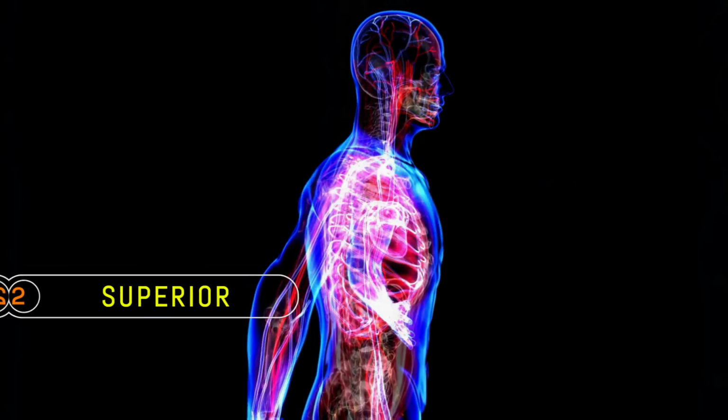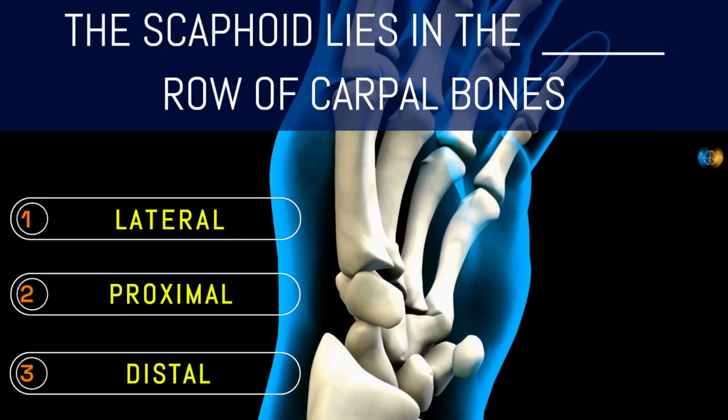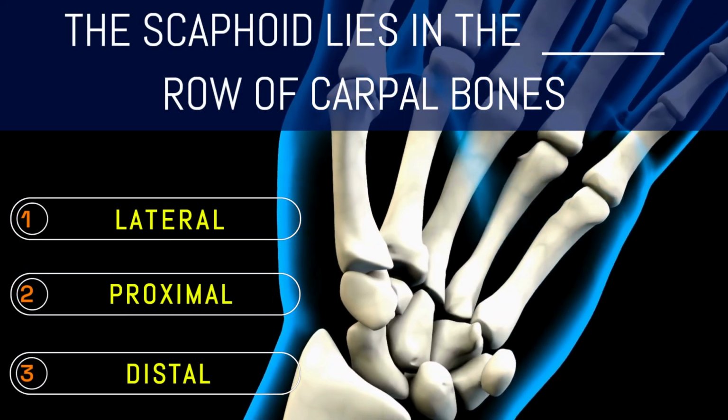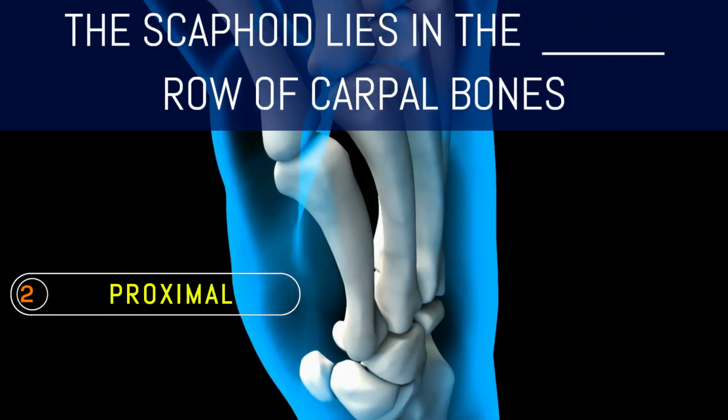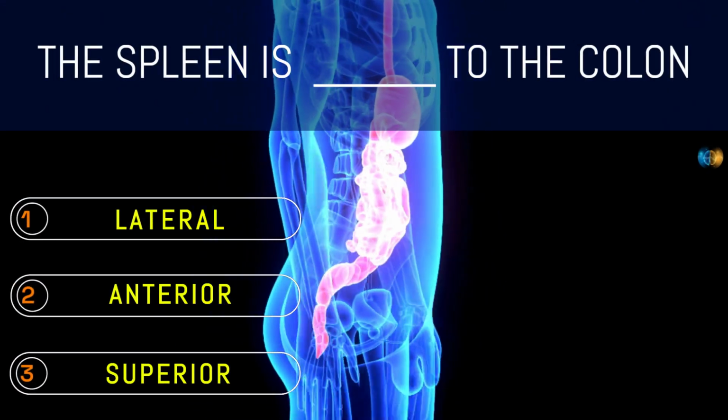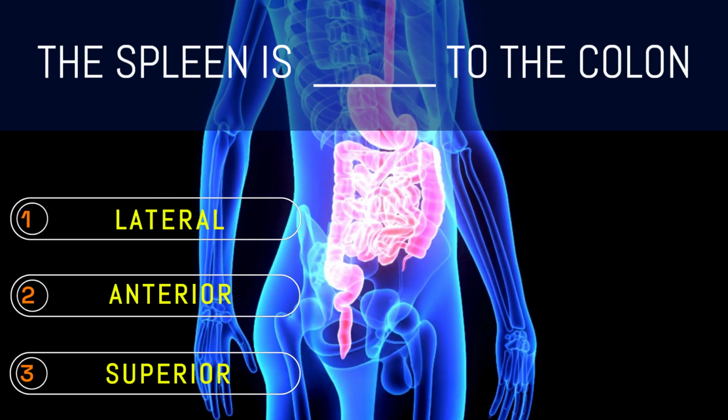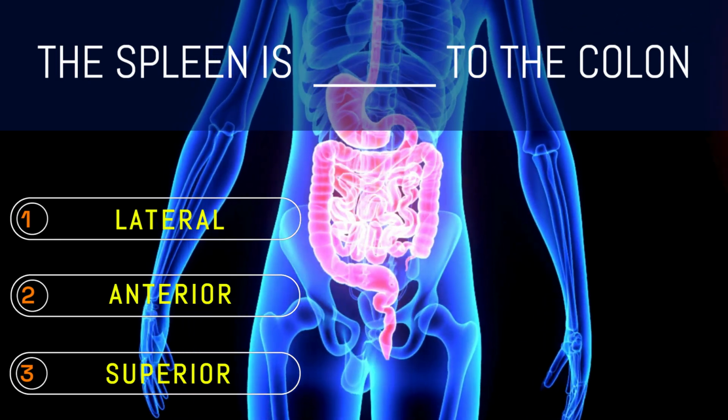Superior. The scaphoid lies in which row of carpal bones? Lateral, proximal, or distal? Proximal. The spleen is located where in relation to the colon? Lateral, anterior, or superior?